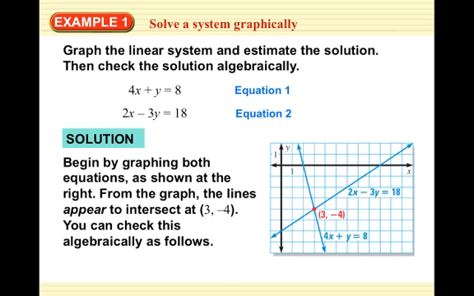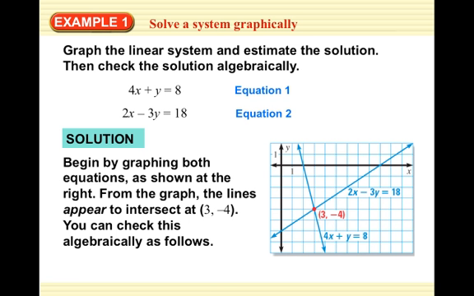So for the 4x plus y equals 8 line, I got an x-intercept of (2, 0) and a y-intercept of (0, 8). And then for the 2x minus 3y equals 18 line, I got an x-intercept of (9, 0) and a y-intercept of (0, -6). So that's how I graphed the two. Okay? All right. And then from your graph, the lines appear to intersect at (3, -4).